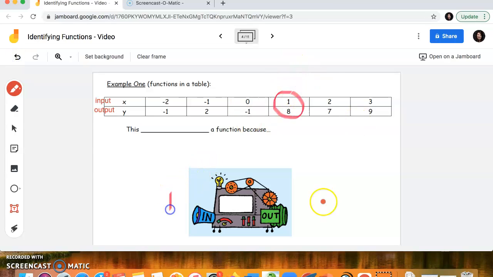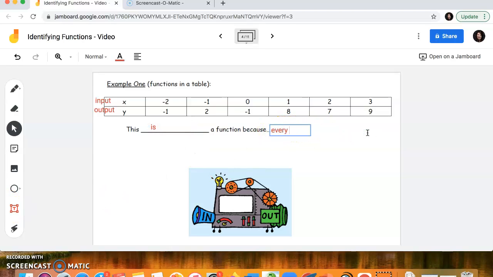And if you look, you can see, okay, if we put in the 1, we're going to get out one number, the 8, and the same thing's going to happen when you do the 2 and the 3. So this is a function because every input has exactly one output.